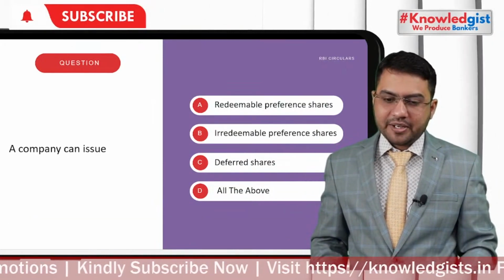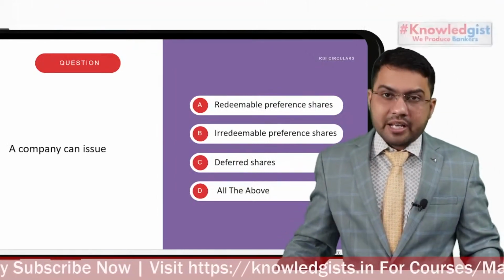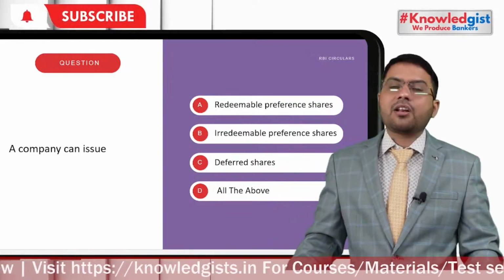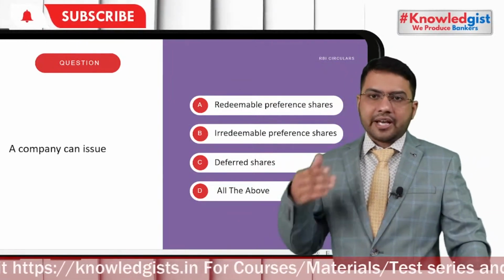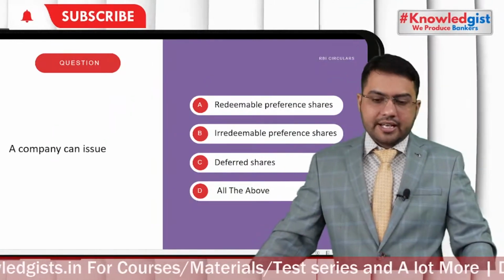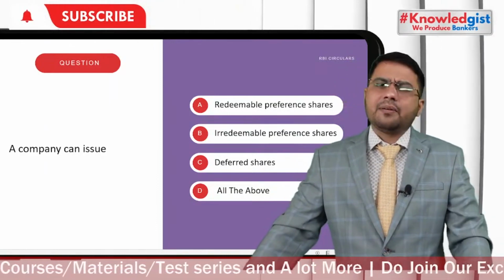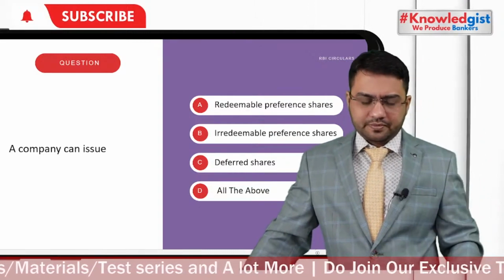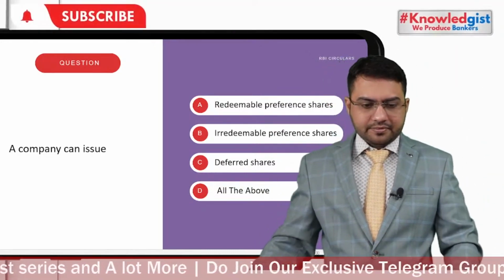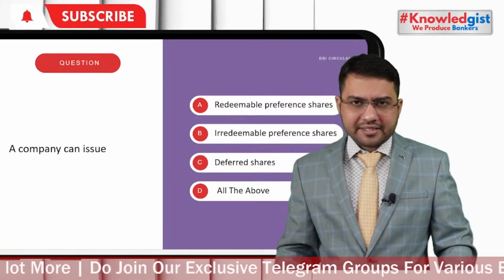It's D. Okay. So a company can issue redeemable preference shares, irredeemable preference shares that can never be redeemed, deferred shares, or all of the above. As a company, what can you issue? Yes, again all of the above. Few are saying all of the above.